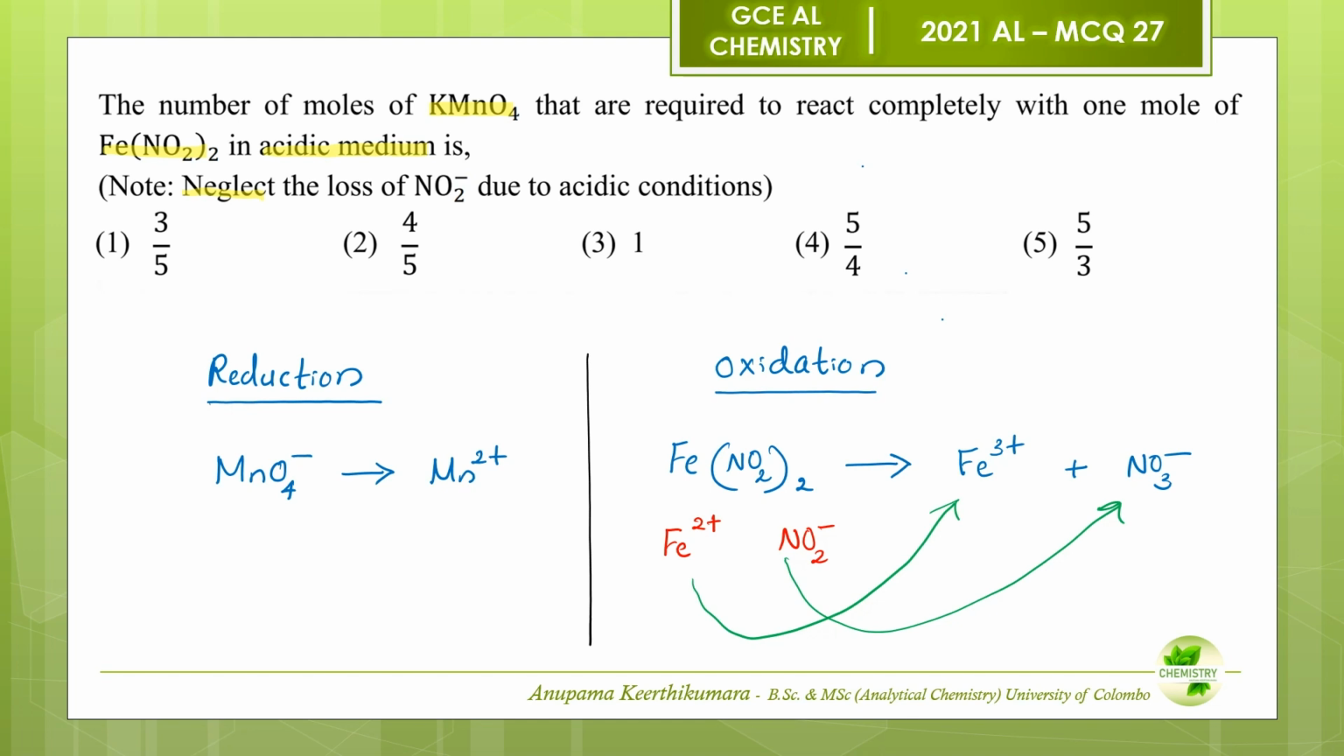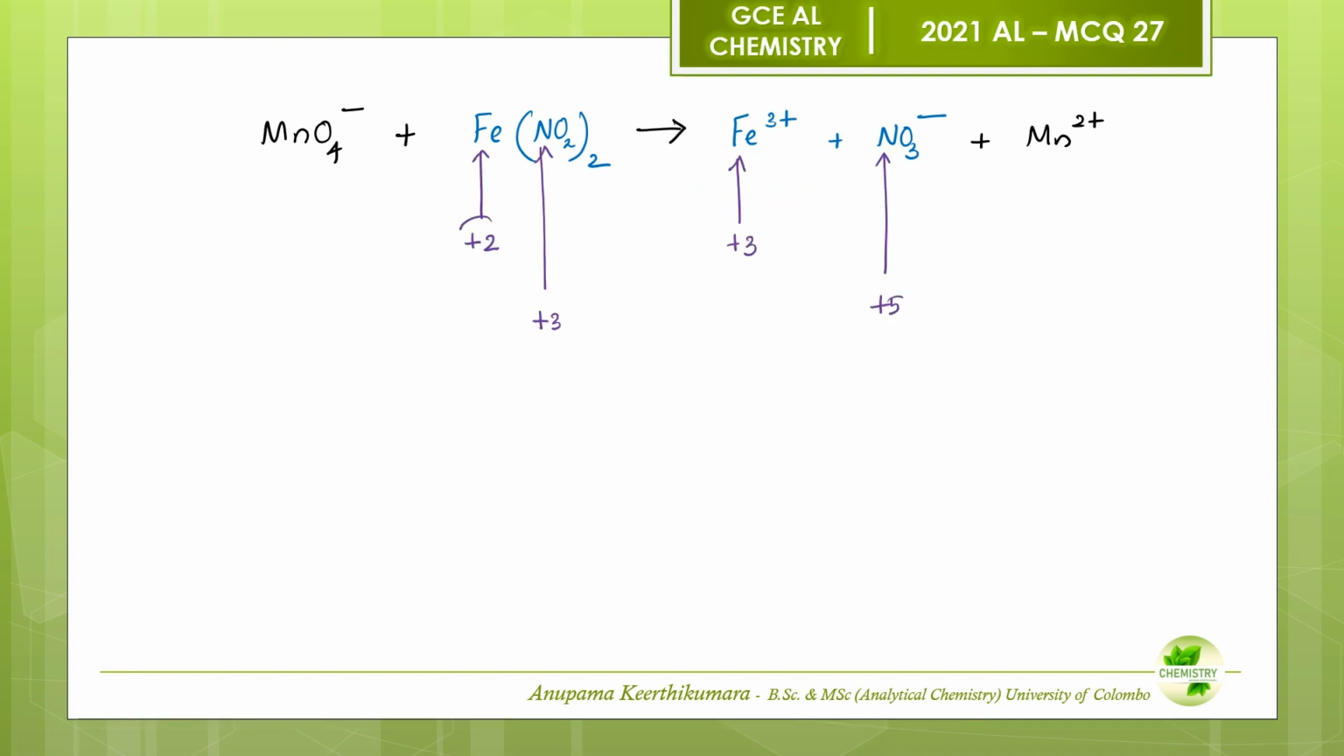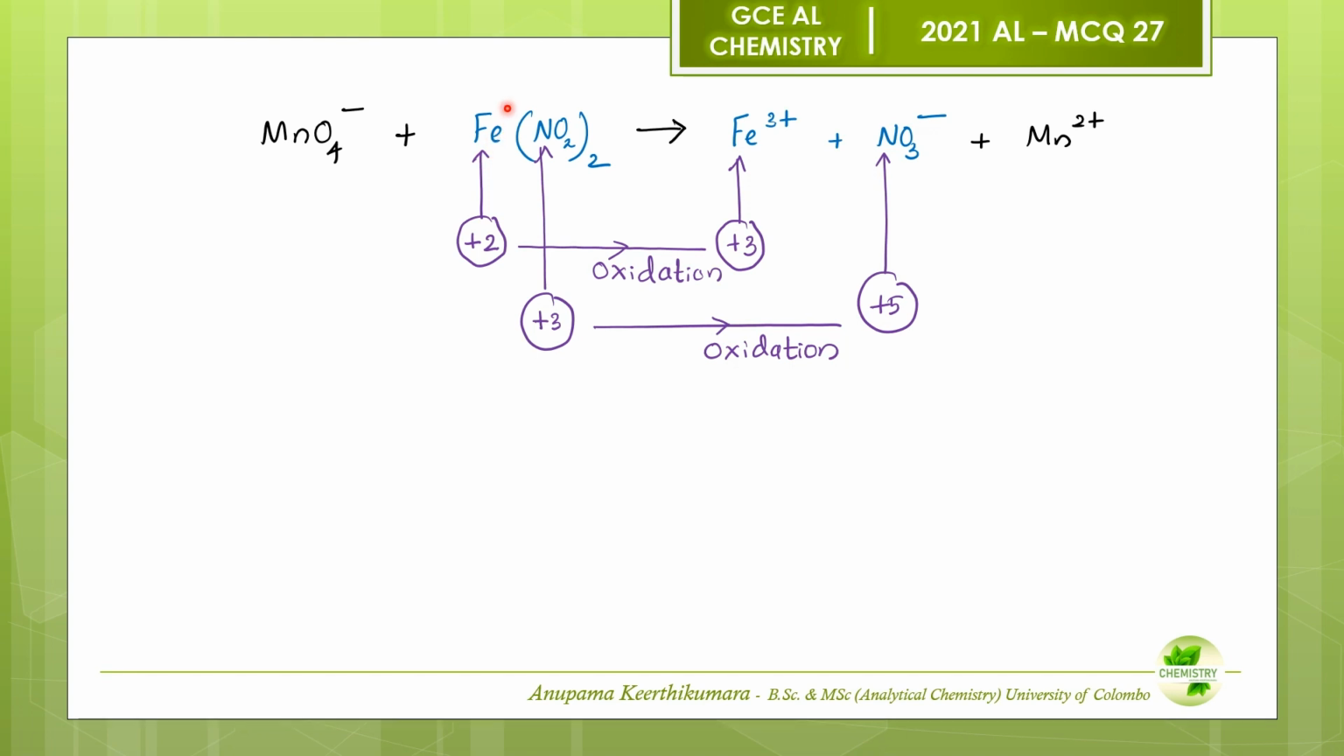Now we will write the balanced ionic equation for this reaction. First, we will write down the chemical species which undergo oxidation and reduction and their products. Next, we will write the oxidation numbers. Oxidation state of Fe2 plus ion is plus 2 and the oxidation state of Fe3 plus ion is plus 3. When one Fe2 plus ion oxidizes to Fe3 plus ion, it removes just 1 electron.